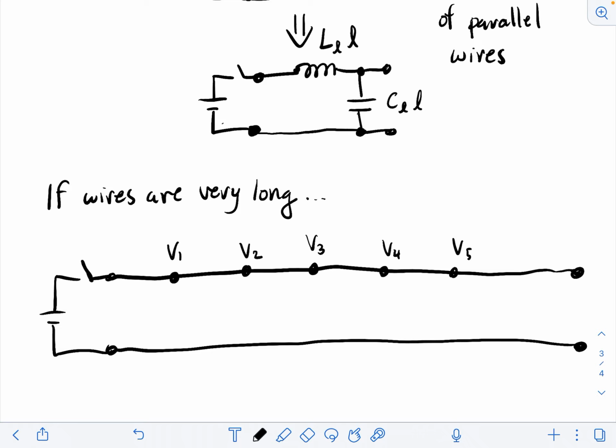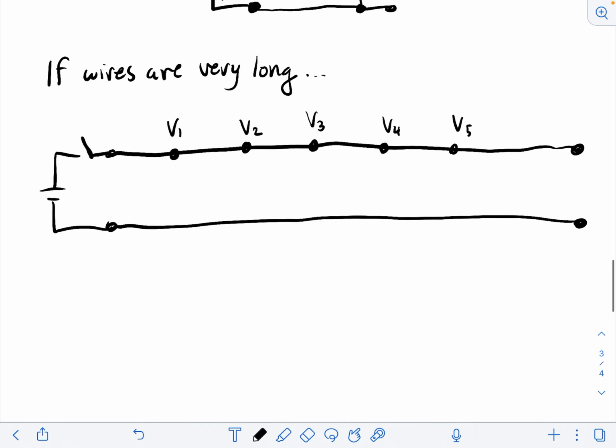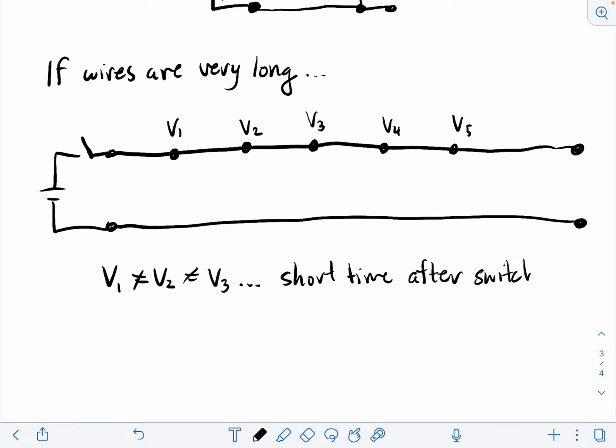If we wait a really long time, then our wires will charge to an equilibrium and all those voltages will come to the same value. But let's think about this short time. We would expect V1 not equal to V2, not equal to V3, and so on. In fact, we could say V1 greater than V2 greater than V3 a short time after the switch is closed.